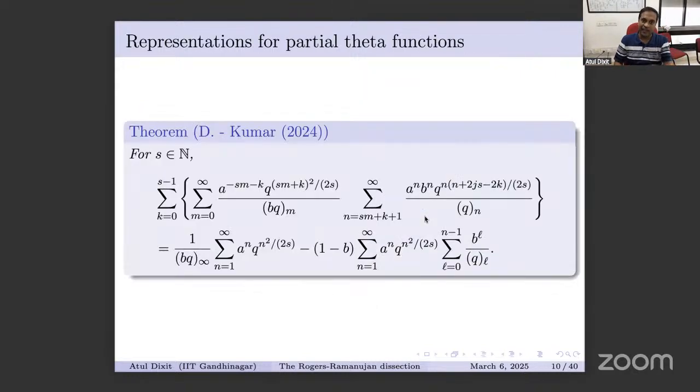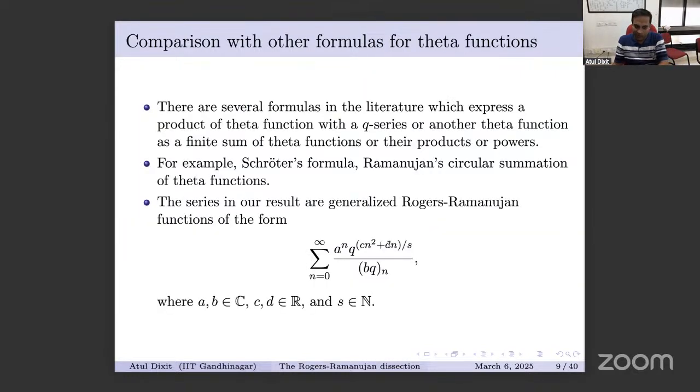What I want to say is, how do you write a theta function in terms of a sum of products of these generalized Rogers-Ramanujan functions? So this is somewhat similar to Schroeter's formula, where a theta function is written as a sum of products of theta functions. But here it is more involved because it's a sum of products of Rogers-Ramanujan functions, or generalized Rogers-Ramanujan functions.